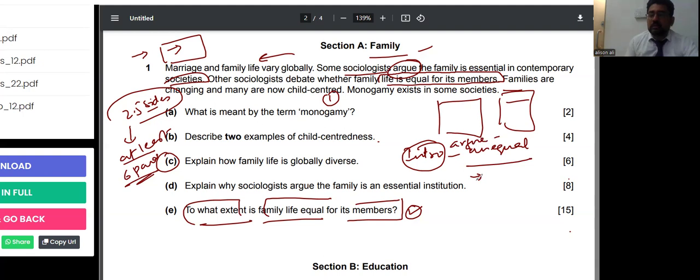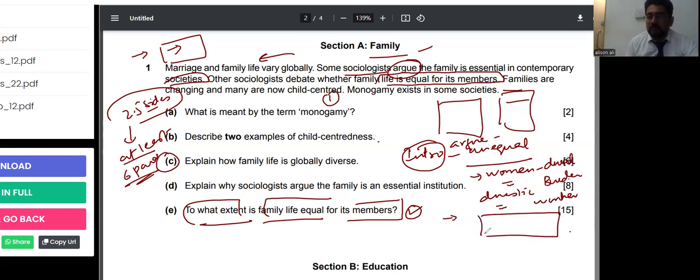The first thing that we should be considering is women's dual burden, triple roles, domestic work, triple roles, this and that. This is the first paragraph. Now, our second paragraph would be the same.